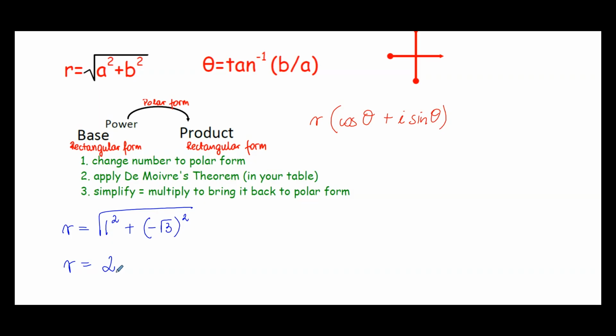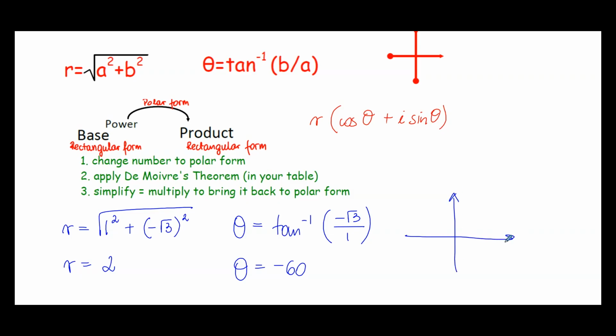We get that r is 2. Now, when it comes to finding theta, that angle, it is tan minus 1 of the value of b, which is minus square root of 3, divided by the value of a, which is 1. When we put that in the calculator, we get minus 60. Why is that minus 60? That's where the position of the complex number comes in.